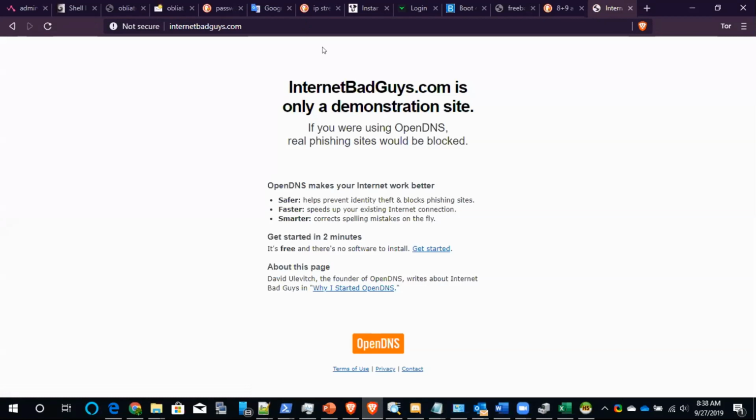So see, it's just a demonstration site from OpenDNS. This is a safe site to go to. Like it says, it's only a demonstration site. If you were using OpenDNS, real phishing sites would be blocked. And it's just saying OpenDNS is safer, smarter, and faster. And it's free to set up at home.